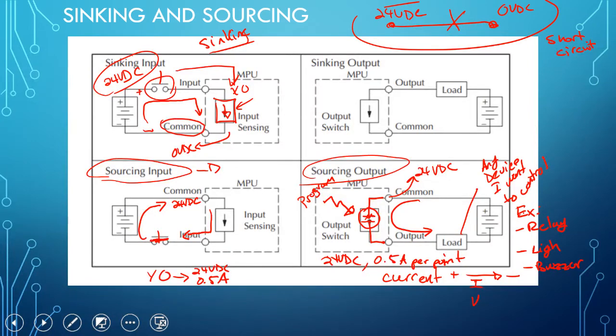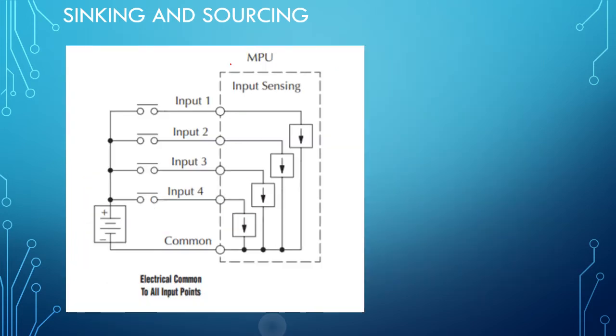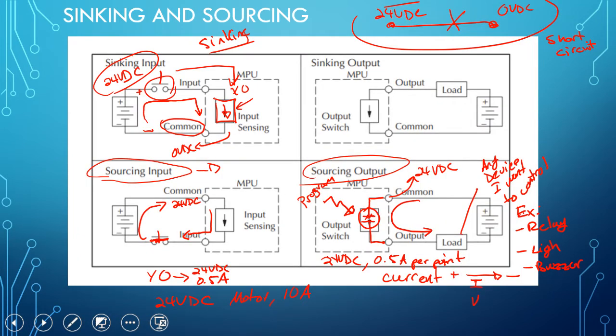So if they tell you, we need to control a motor, a DC motor, a 24 volts DC motor. We need to turn it on, and it uses 10 amps. Can you connect that directly to the PLC? The answer is no.